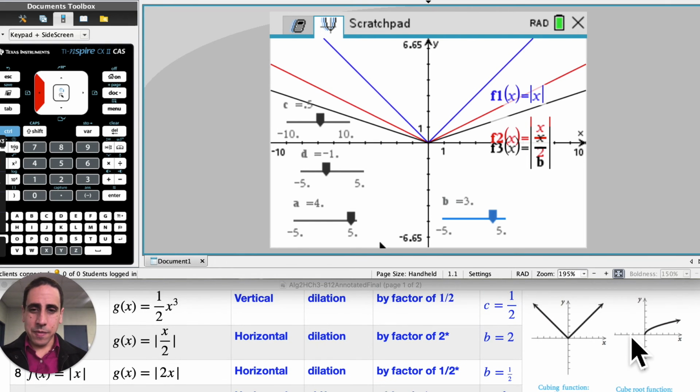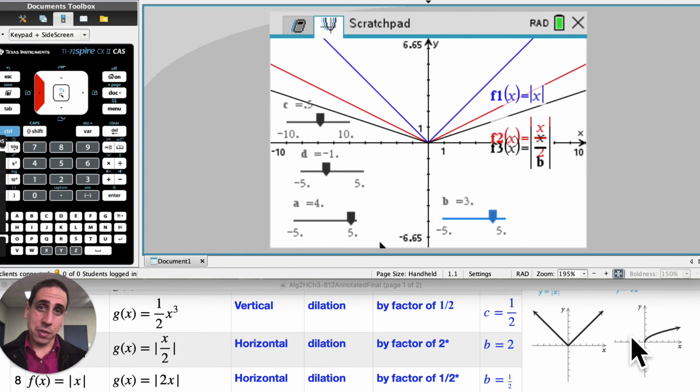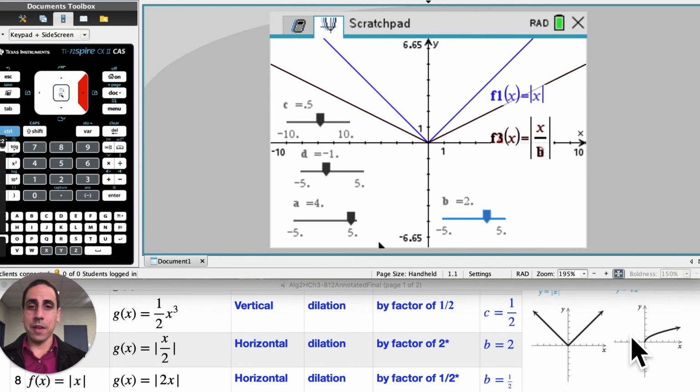Line number 8 is going to be a horizontal dilation because there's multiplication between the 2 and the x, and it is going to be by a factor of 1/2. It's horizontal, so everything is going to be half as far away from the y-axis. In line number 7, everything was twice as far away from the y-axis, going from the blue to the red. But in line number 8, the distance between all the points and the y-axis is going to get cut in half. They're all going to get closer together, and that's why it's a horizontal dilation.